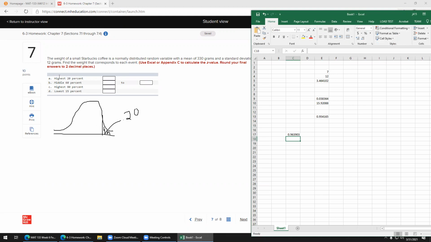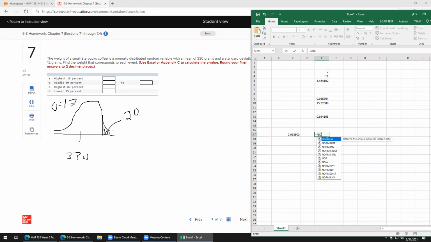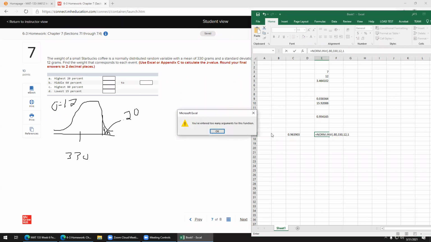And so it's giving you a mean. I guess I'll write those on my thing so you can see them. A mean of 330 and a standard deviation of 12. So equals norm. Now you're going to do norm inverse without the S because we have a mean and standard deviation. So if 20% is to the right, it means 80% is to the left. And then a mean of 330 and a standard deviation of 12 and 1.